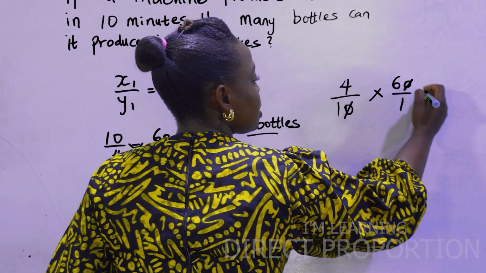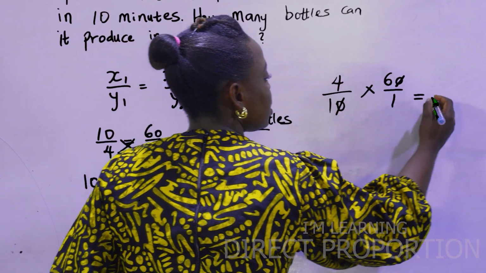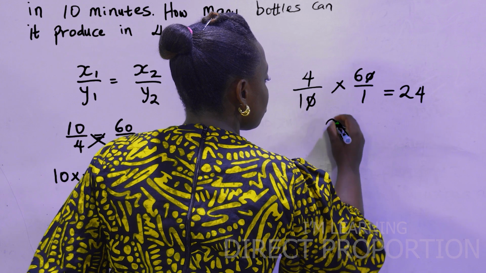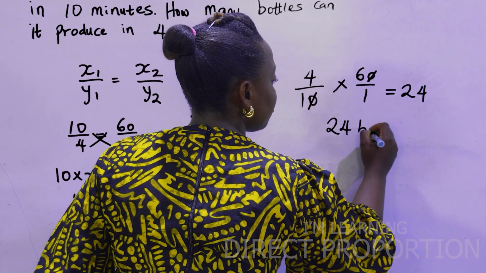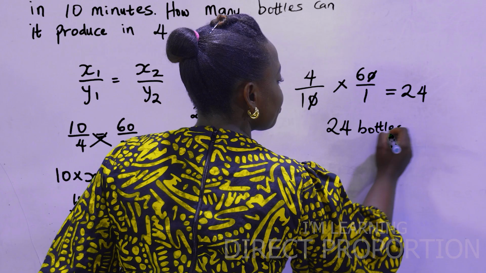Now we reduce and then multiply. 4 times 6 is 24. So I will arrive at 24 bottles.